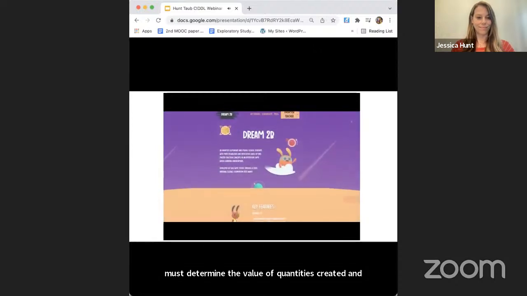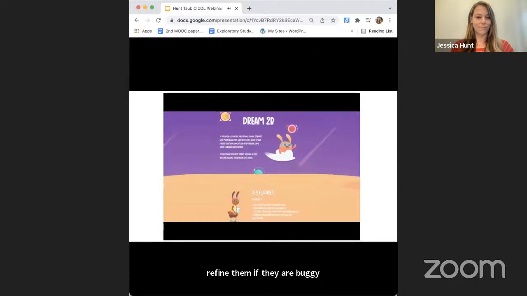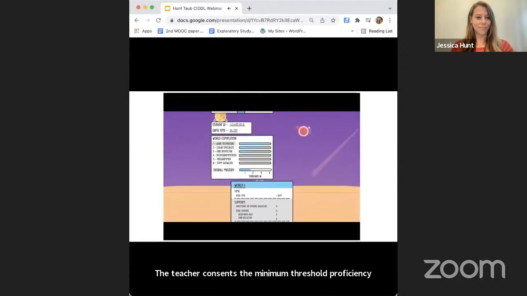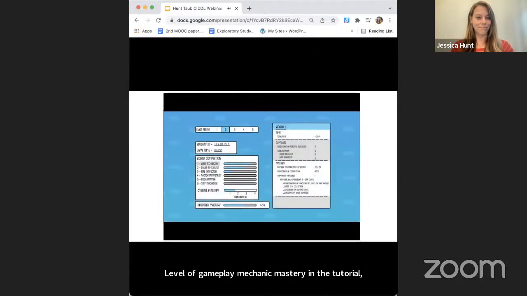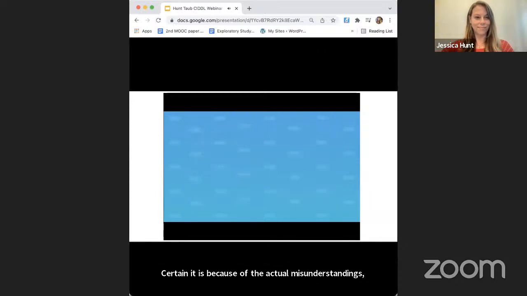The teacher can set the minimum threshold proficiency level of gameplay mechanic mastery in the tutorial using the teacher dashboard. This means if a student struggles to complete a level in the game, the teacher can be 100% certain it is because of conceptual misunderstanding, not because the student hasn't mastered the core gameplay mechanics.